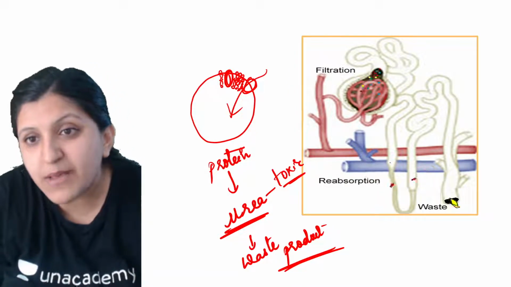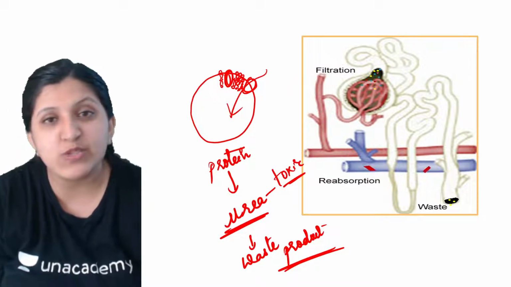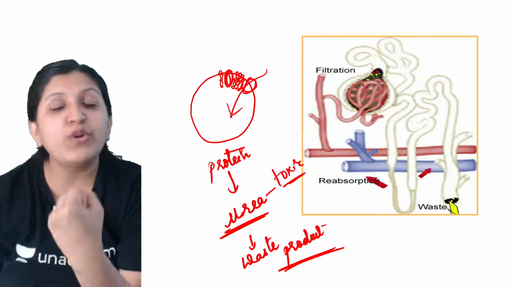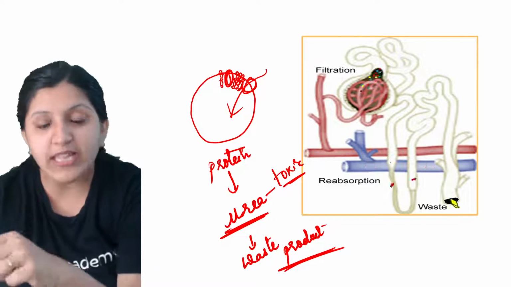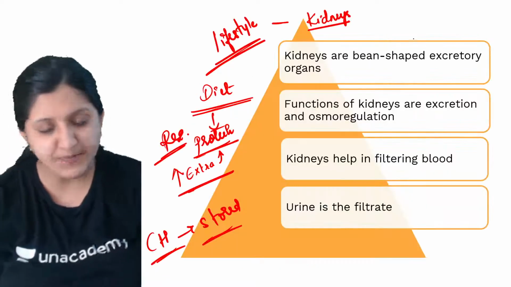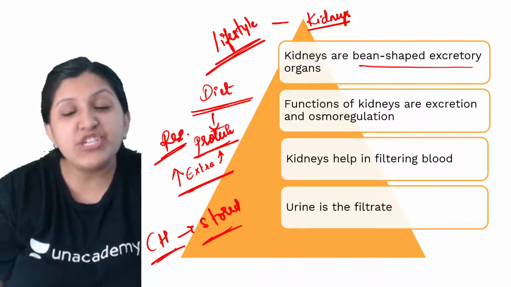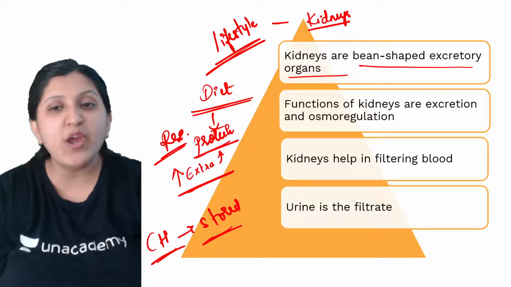Here the blood supply is done. This movement that you see here is the ultrafiltration process, where the filtrate of the blood, the glomerular filtrate, is received at the Bowman's capsule. Let's have a look at that. But before that, kidneys are bean shaped excretory organs.